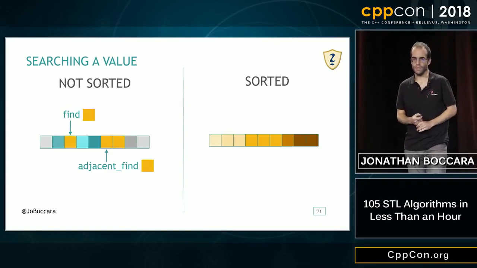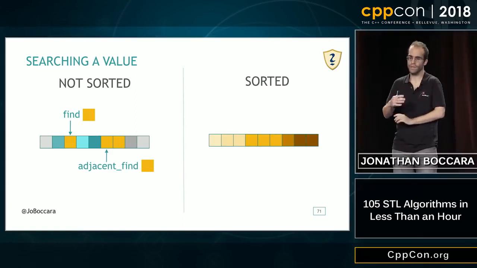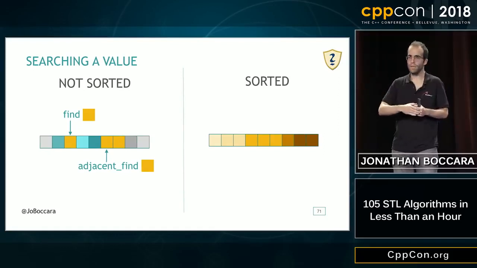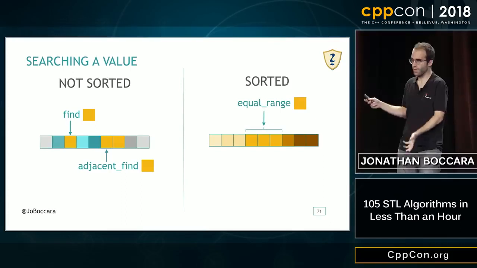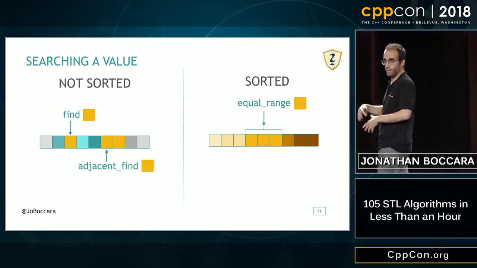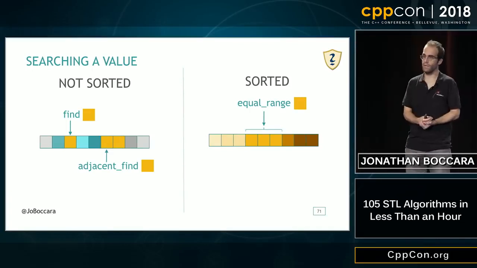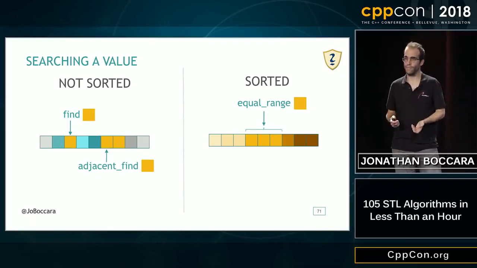On the sorted side, we are not really looking for a value, because searching for a given value could be at several places, and since it's sorted, they would be lumped together, right? So in this example, if we're searching for orange, we're actually looking for a subrange that could be empty if orange is not there at all, and that's what equal_range returns. To search in a sorted collection, we use equal_range.